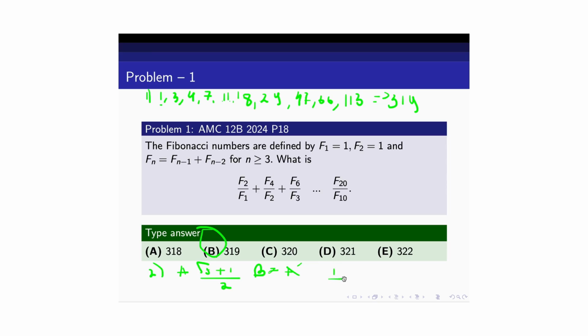We can use 1 over root 5 times (a to the n minus b to the n) is equal to fn. So using this notation, we actually prove that this is for the general case 2n, and it's just a to the n plus, since this cancels out, so it's just a to the n minus b to the n, 10 times.